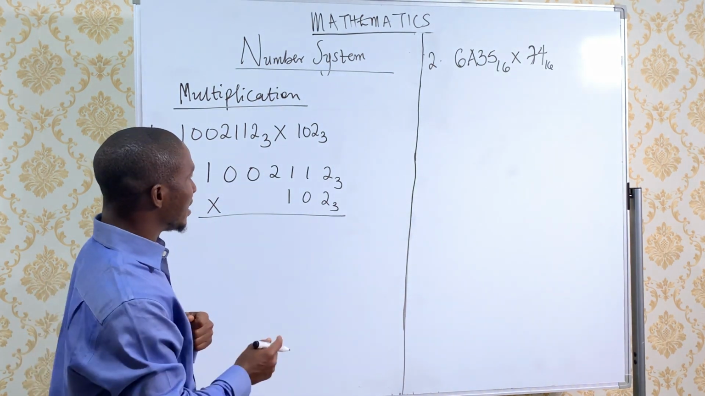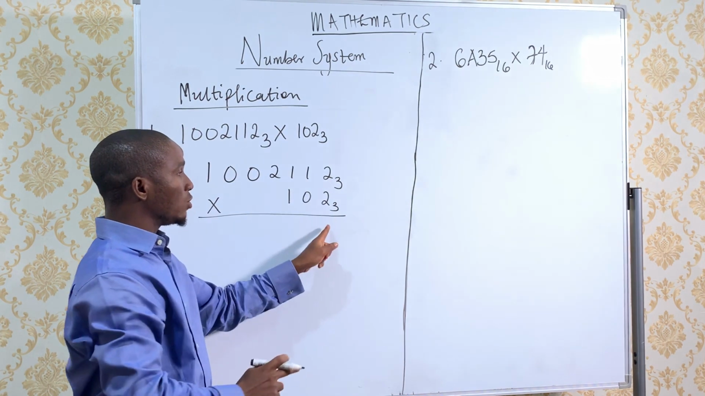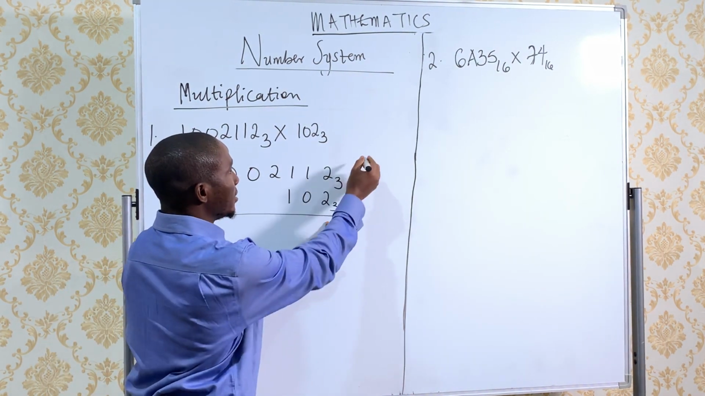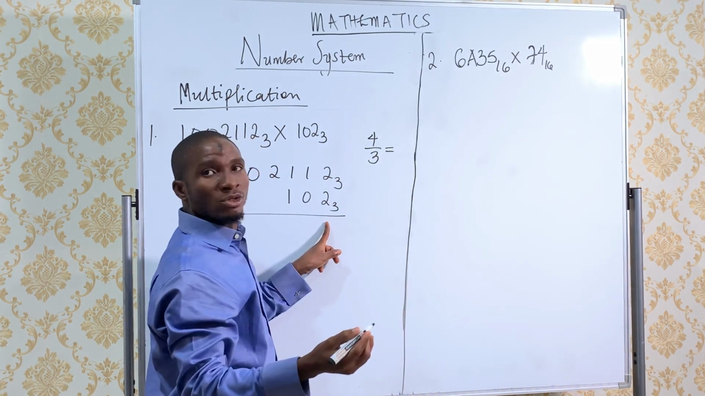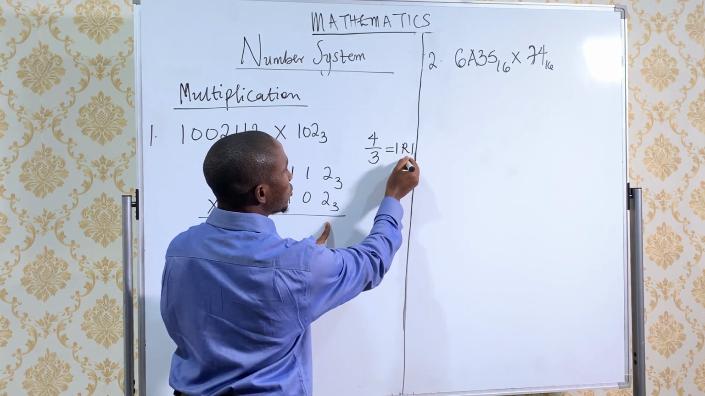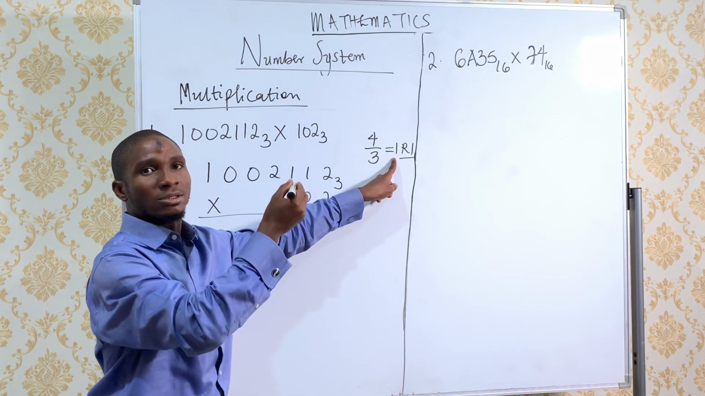Base 3. And let's look at the first number. 2 times 2. 2 times 2 will give us 4. But you cannot put down 4 because we are dealing with base 3. So instead of putting down 4, just as what you have been doing before, how many 3 can you see in 4? That is 1 remainder 1. So you put down the remainder as your answer, and you carry the 1 to the next number.